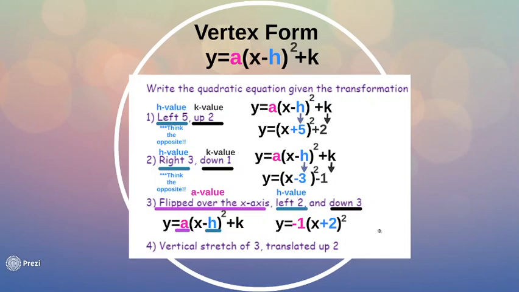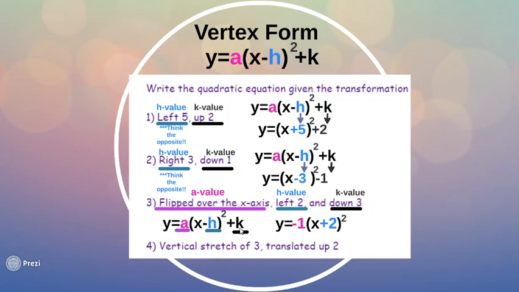Now, lastly, if we go down 3, which transformation goes up or down? That would be the K value. So the K value is on the very end. It's whatever's added or subtracted on the very end after the squared. And then you don't think the opposite with the K. So if we go down 3, are we going to be adding or subtracting 3 on the end?